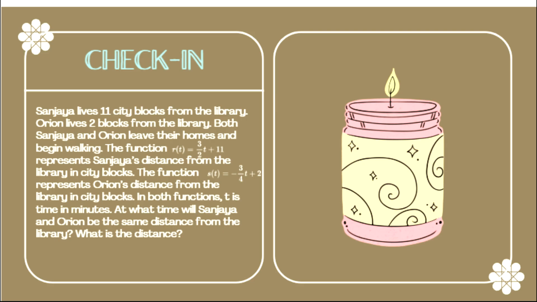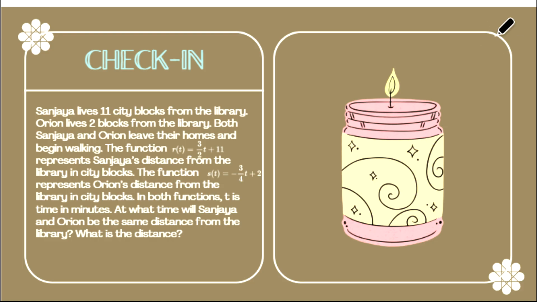Check in. Sanjaya lives 11 city blocks from the library. Orion lives 2 blocks from the library. Both Sanjaya and Orion leave their homes and begin walking. The function r of t is equal to 3/2 t plus 11 represents Sanjaya's distance from the library in city blocks. The function s of t is equal to negative 3/4 t plus 2 represents Orion's distance from the library in city blocks. In both functions, t is the time in minutes.